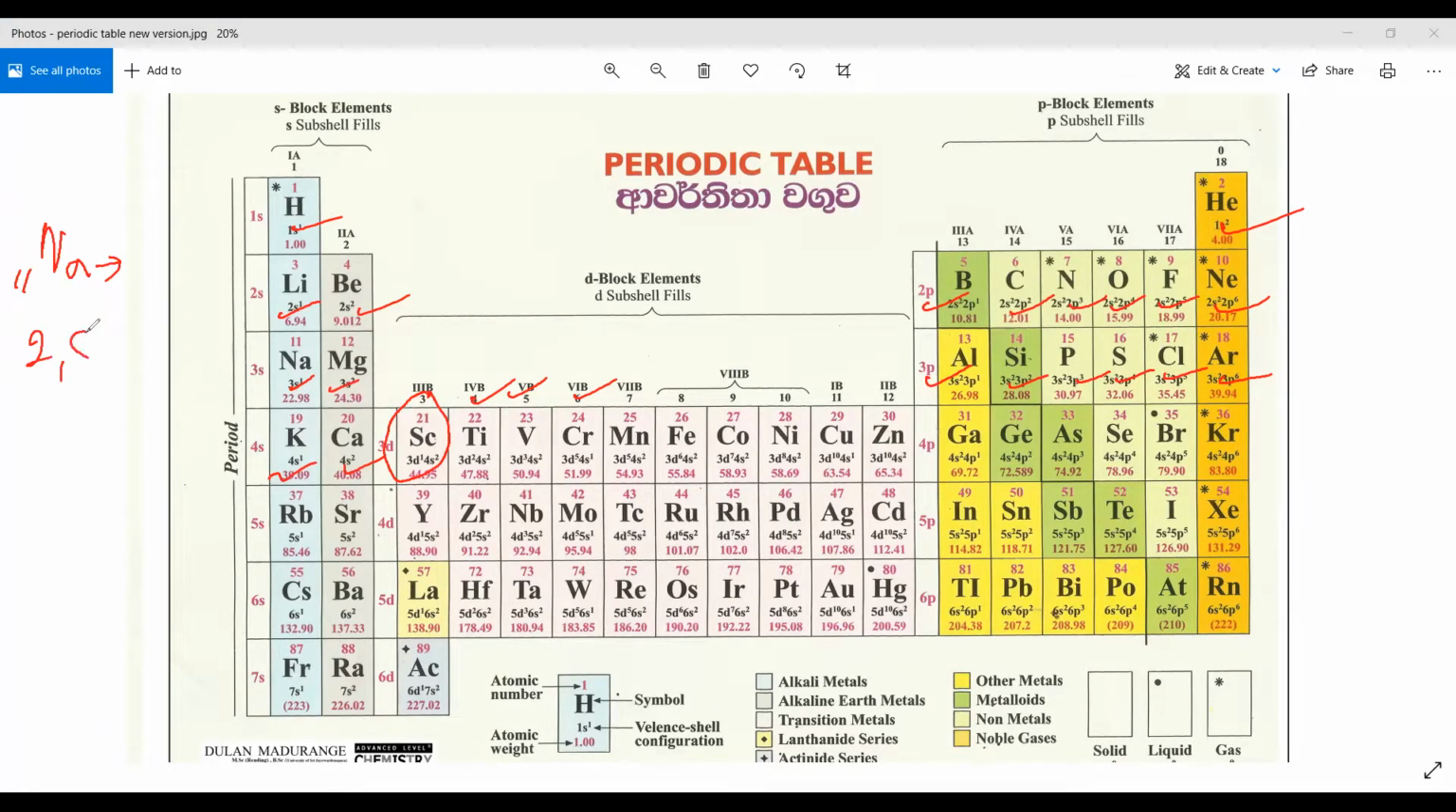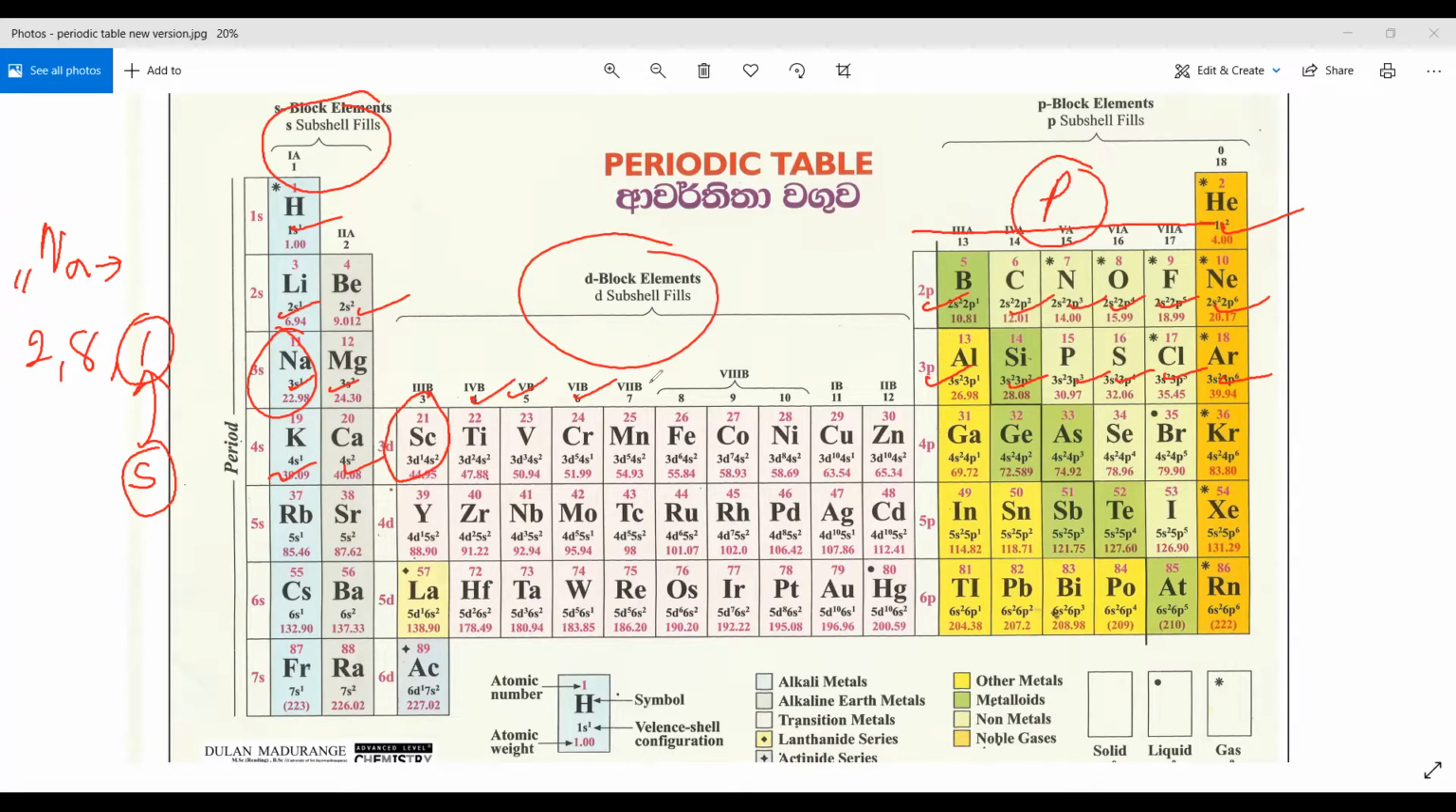So then we can write it as 2, 8, 1. So this is your final electron. In A levels, we are filling this final electron to the S subshell. Then sodium is categorized under the S block. So this is called S block elements. This part, here to here, is called P block elements. And then this part is called D block elements. And here F block elements is missing. Actually, here we have another 28 elements which belong to F block.